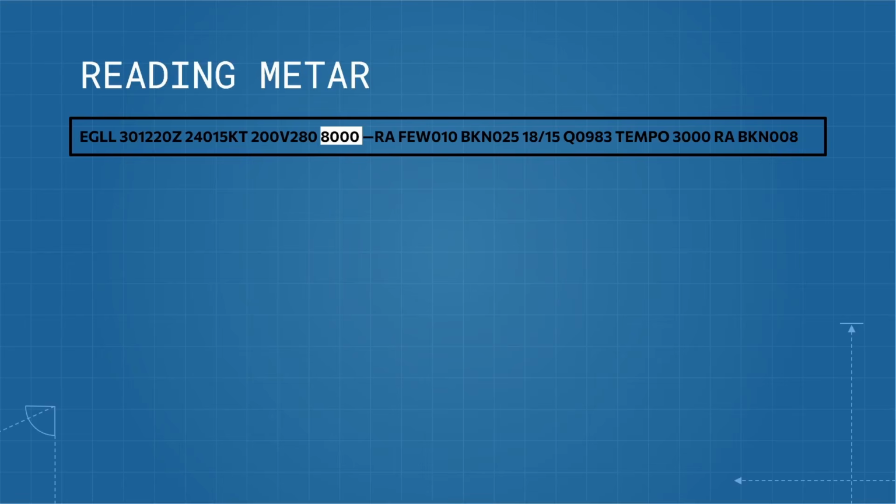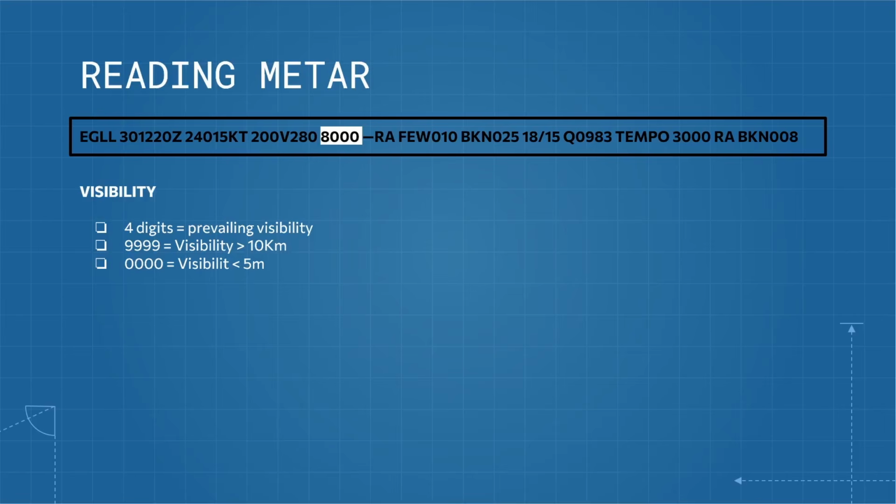Then comes visibility. 4 digits on their own indicate the prevailing visibility, which is the average visibility in all directions from the airport. It is given in meters. So here the visibility is 8,000 meters or 8 kilometers. If a reading of 9999 is seen, this indicates that the visibility is greater than 10 kilometers. 4 zeros indicates a visibility of less than 50 meters.